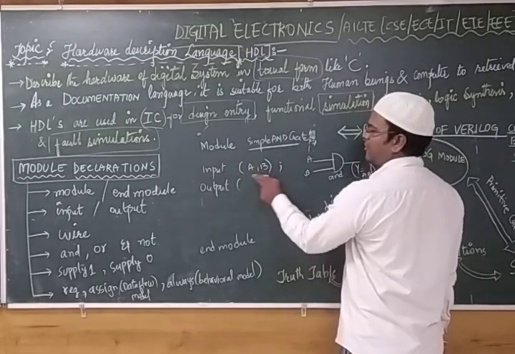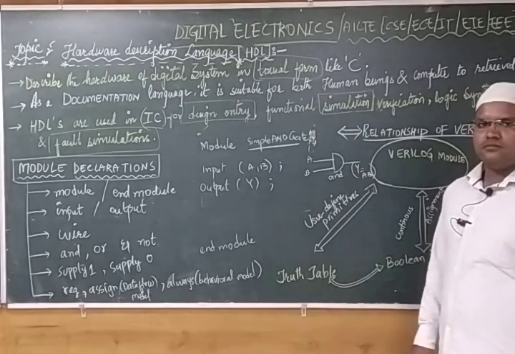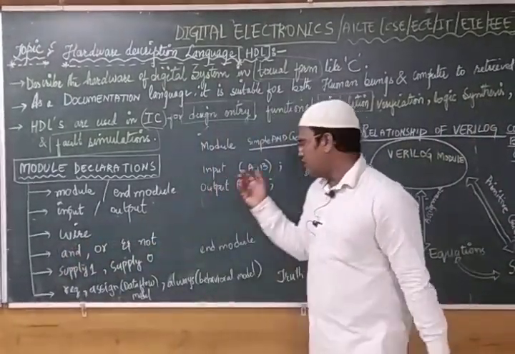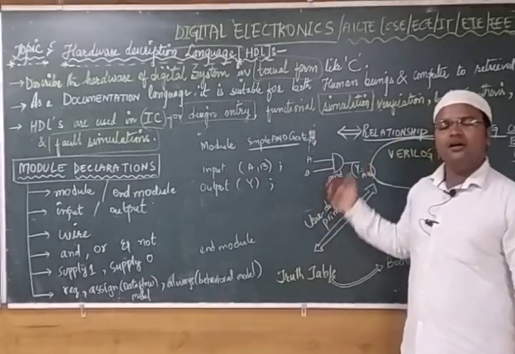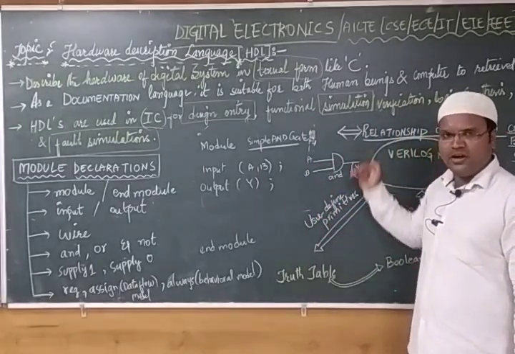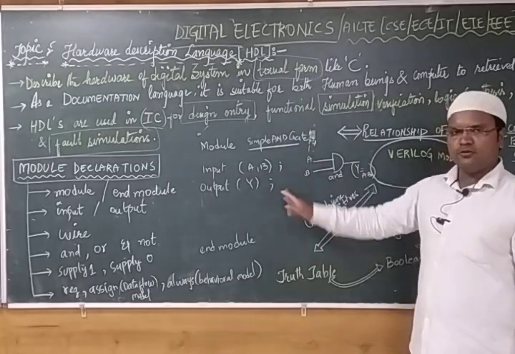So inputs are A, comma B, output is Y, right? The next is wire. Wire means if instead of one gate, multiple gates are there, we need to write wire 1, wire 2, wire 3, wire 4. Different wires have been used. Since I'm not using anything, I wrote the output and mentioned the inputs.